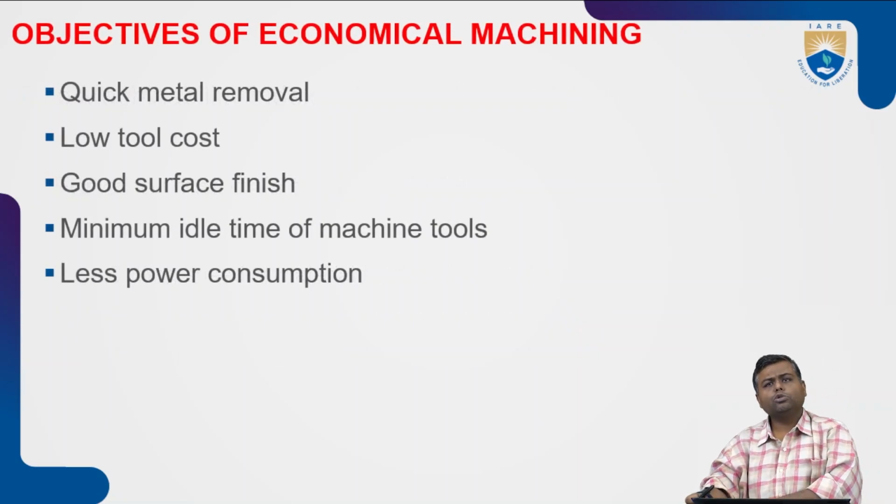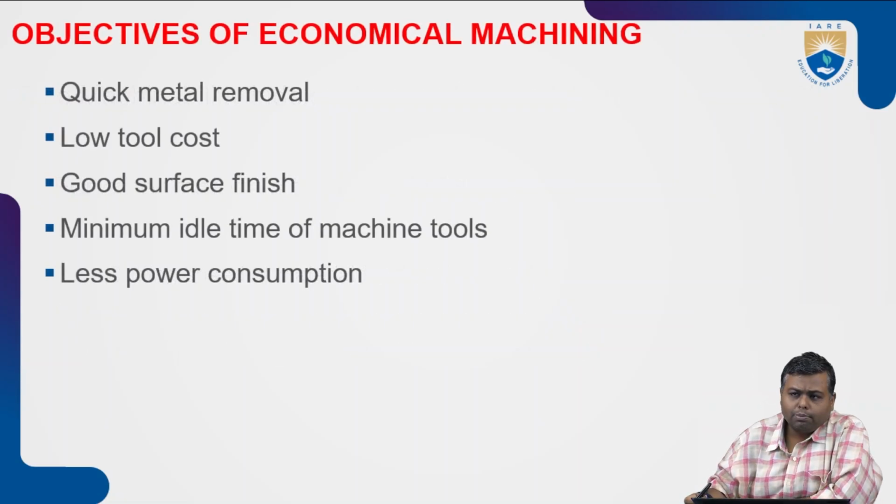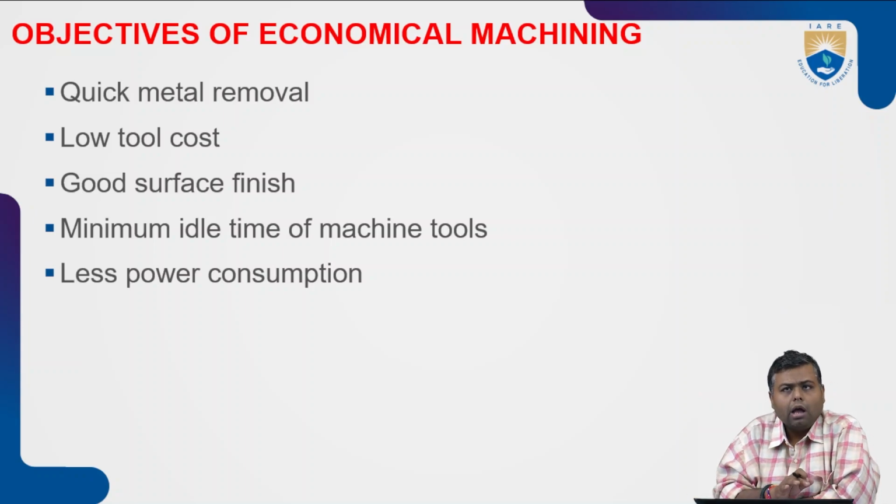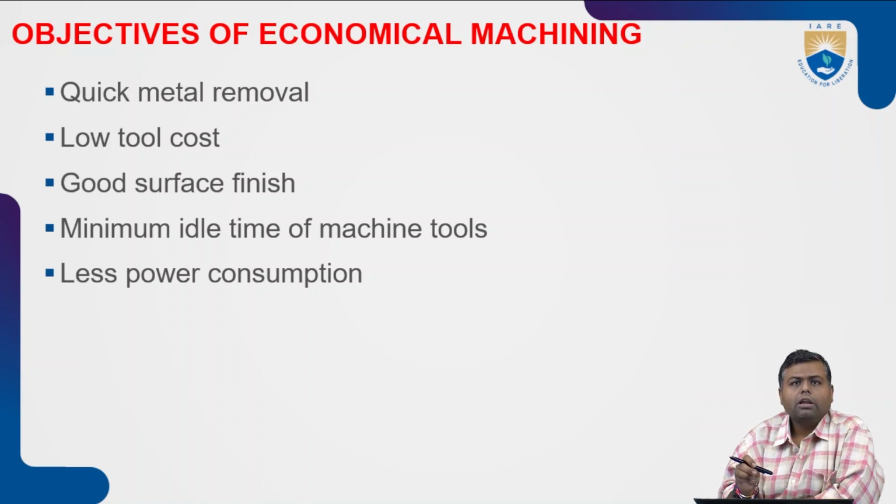So what are the objectives for economical machining? The objectives depend on machinability and relate to a quick material removal rate, how fast the material can be removed in the process of machining. Depending upon the parameters, if the depth of cut is very high, the material removal rate can be affected. If you want economical machining, there should be a quick material removal rate. Next, the second objective is low tool cost.